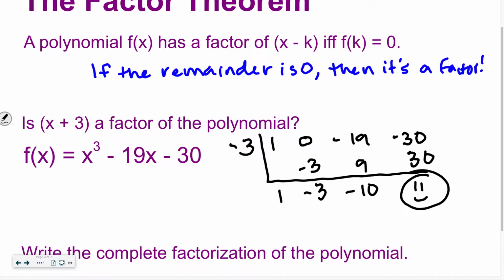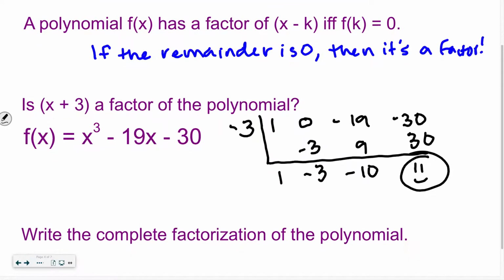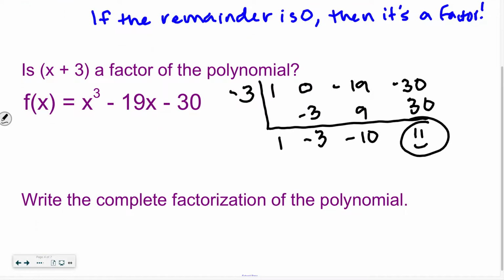I always put smiley faces in mine. They make me happy. I love zeros. It's an x-intercept. It's a solution. Feels good. I should be smiling. So my 0 smiles. Isn't that awesome? But if you get a 0, it means it is a factor, right? So yes, it's a factor.